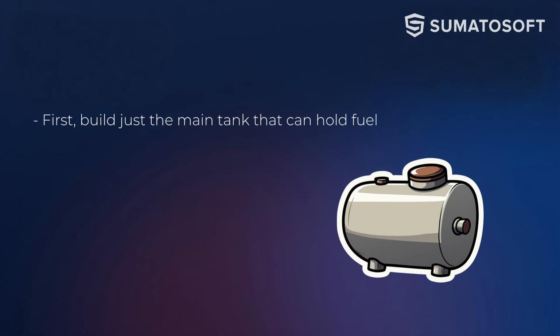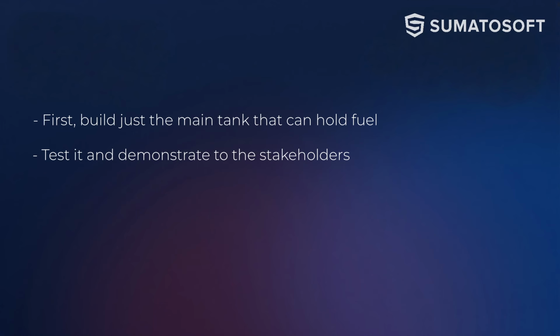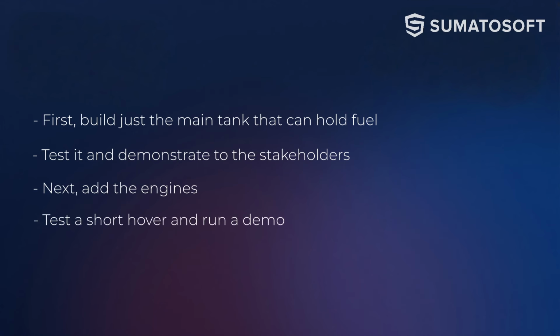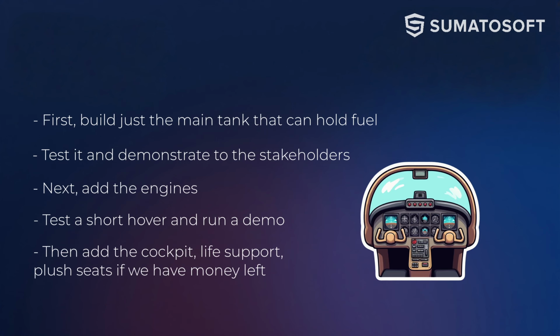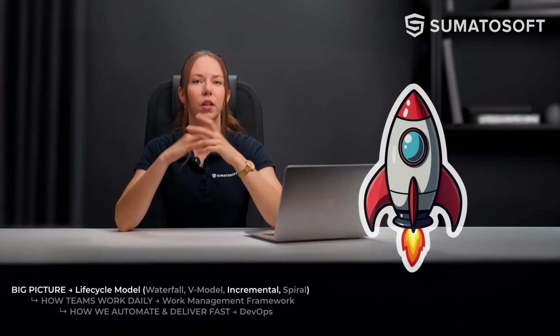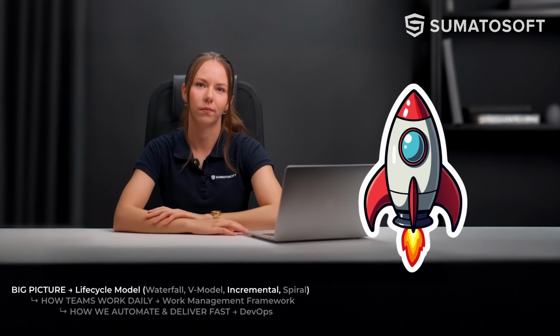First, build just the main tank that can hold fuel. Test it and demonstrate to the stakeholders. Next, add the engines. Test a short hover and run a demo. Then add the cockpit, life support, plush seats if we have money left. Each piece works on its own until the full Starship clicks together.